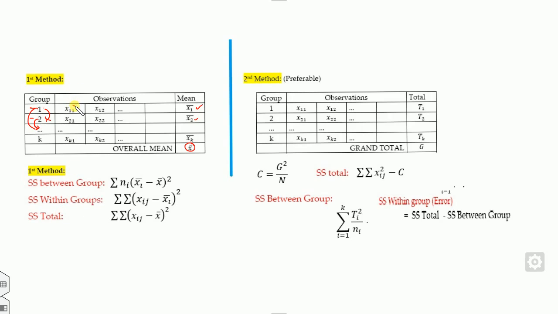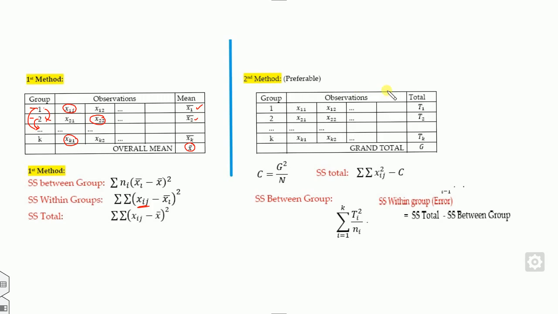Within group means you have to find the variation of x11 with respect to x1 bar. Similarly x22 with respect to x2 bar, xk1 with respect to xk bar. So that is the variation of x11 with respect to x1 bar, that is xij with respect to xi bar, and this is the total. So the total is with respect to x bar, with all elements included.